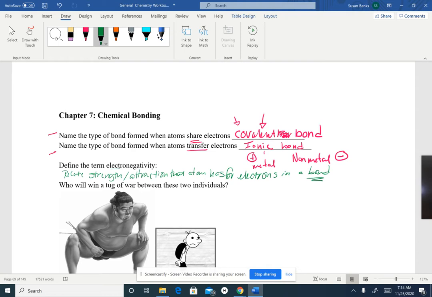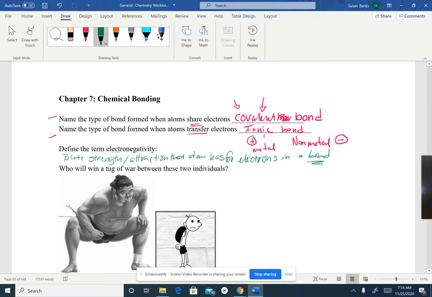Some atoms will attract the electrons more than other atoms. And because some atoms attract those electrons a little bit more, they end up having more of a share of those electrons than the other atom that they make that bond with. It's kind of like a tug of war between those two atoms. Who gets the electrons?